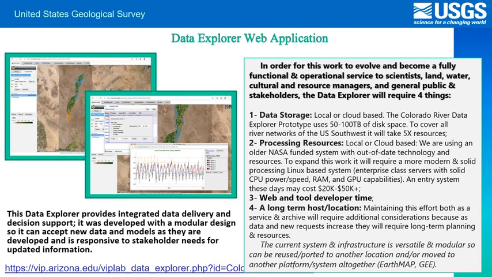In order for this to work and evolve and become a fully functional and operational service for scientists, land and water, and cultural and resource managers, and the general public and stakeholders, our Data Explorer needs four things. It has data storage requirements, it has processing resources, it has a web and tool developer time that's needed, and a long-term host or a location. The current system and infrastructure is versatile and modular, so it can be ported to another location and moved to another platform such as EarthMap or GEE.